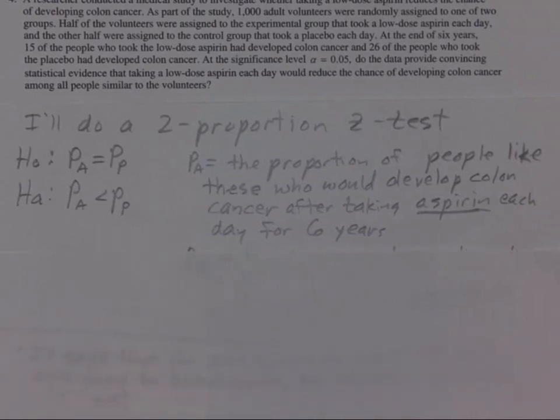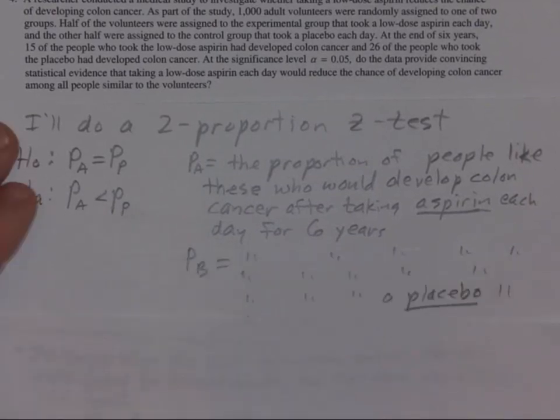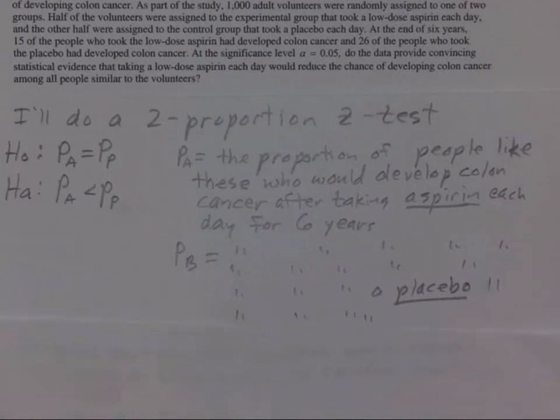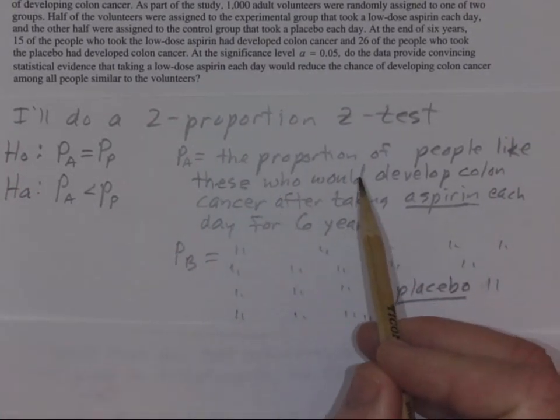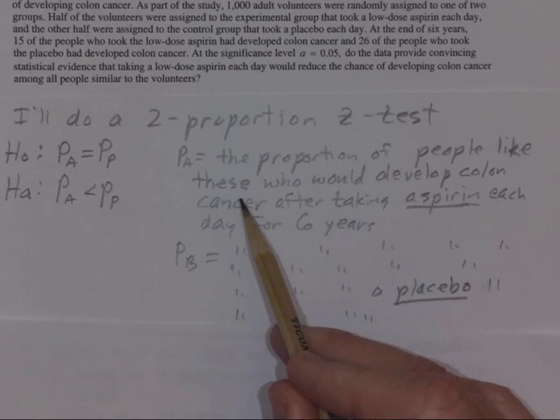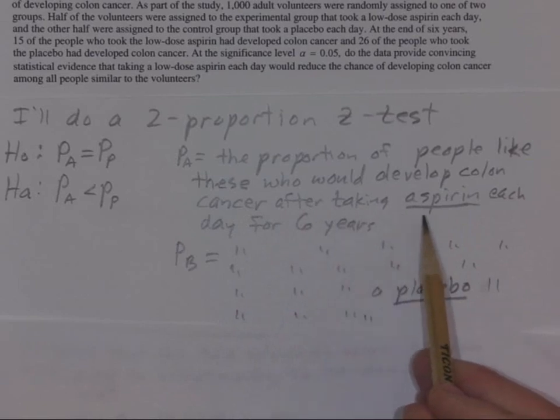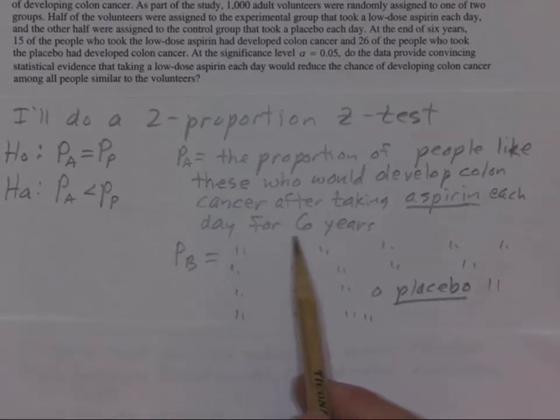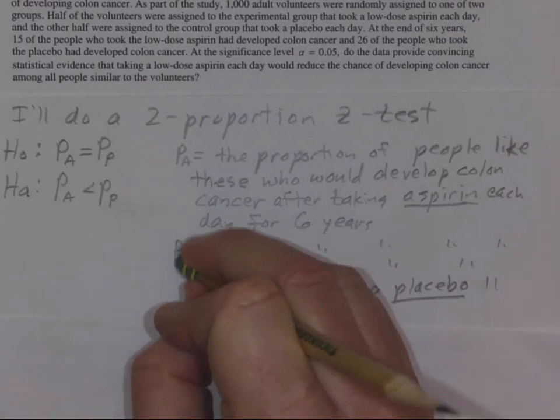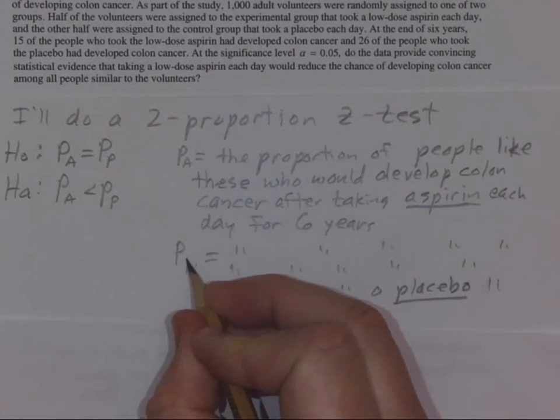And of course, anytime you write a variable, you have to define what it is. So P sub A is the proportion of all people like these, and these people were not randomly selected, we're going to talk about that in a second, who would develop colon cancer after taking aspirin each day for 6 years. And then this should be a P, not a B. So this is a P for placebo, like that.